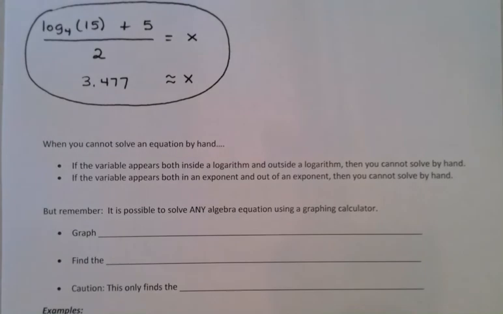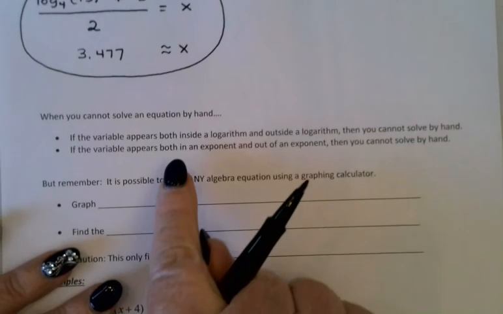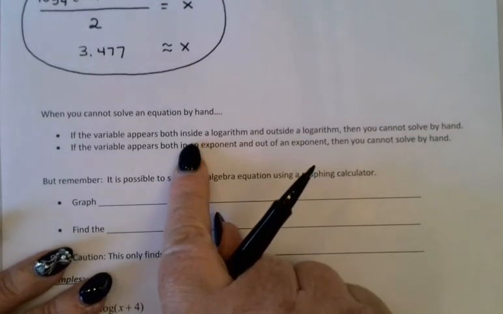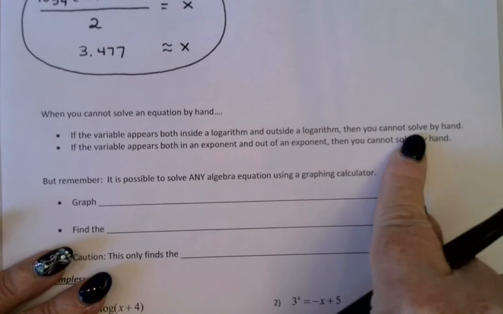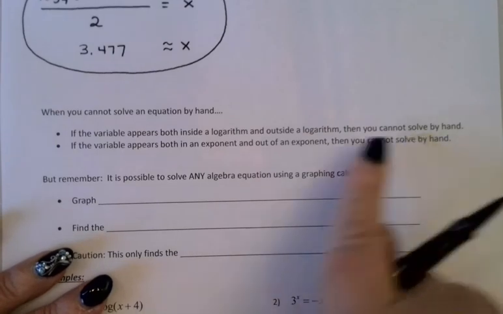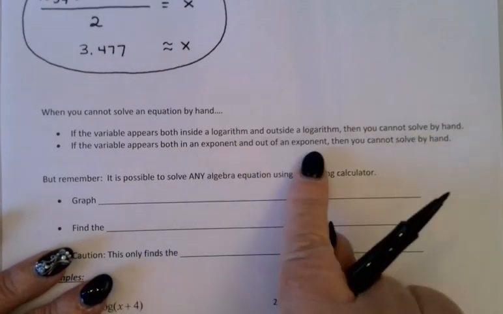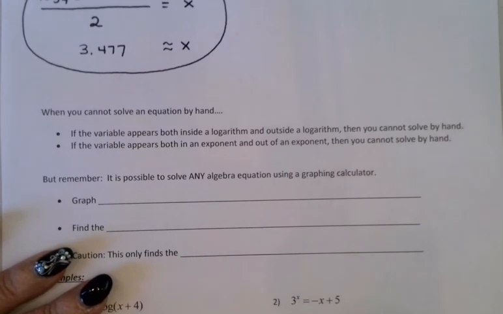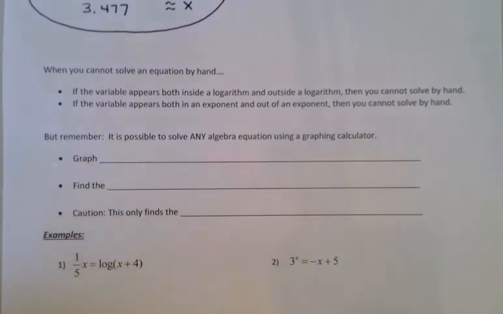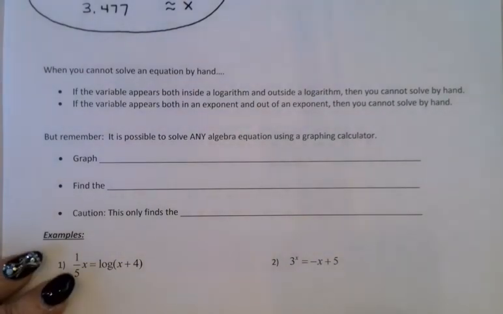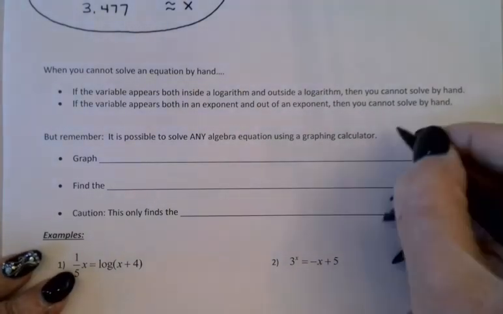All right, we've been able to solve these three equations by hand, but there are times when we cannot solve an equation by hand, either an exponential or a log. If the variable appears both inside the log and outside the log, you're not going to be able to solve by hand. If it is inside the exponent and also outside the exponent, you're not going to be able to solve by hand. In those cases, remember that it's always possible to solve any equation, at least get real solutions, using a graphical method, a calculator or Desmos.